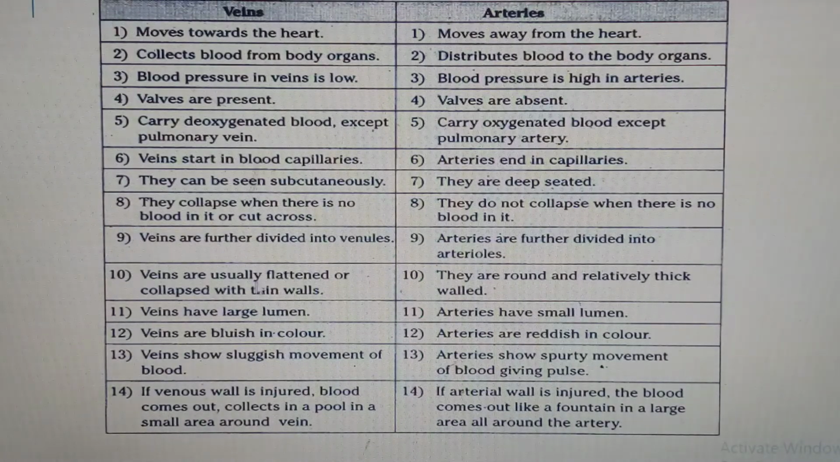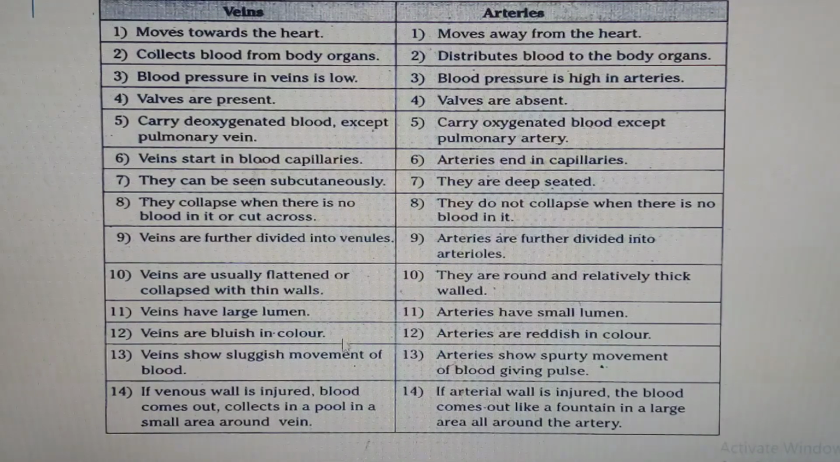Then, veins are usually flattened or collapsed. Yes, we have a collapsed wall. Arteries will have a relatively thick wall. Because veins have a less thick wall, it means that we have a larger lumen. But arteries, because they have relatively thick walls, have what we call a relatively smaller lumen.